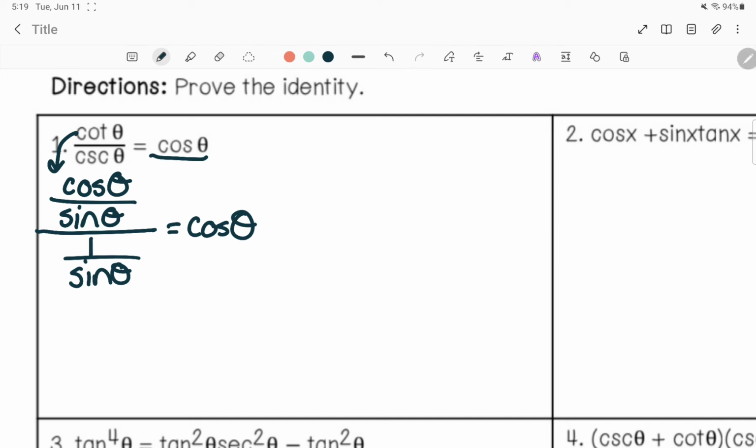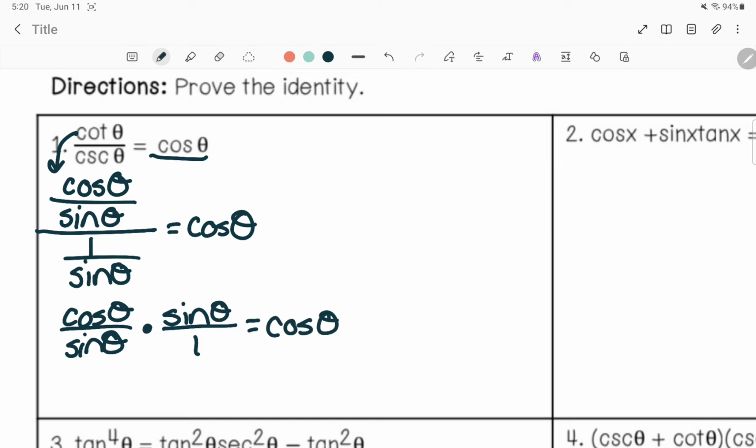And I don't like to look at division like this. So instead, I'm going to turn this into a multiplication problem. So I have cosine theta over sine theta. And I know that dividing is the same thing as multiplying by the reciprocal. So I'm going to say times, instead of 1 over sine, I'm going to take the reciprocal, and I'm going to say that's sine theta over 1. And it's given that that's equal to cosine theta.